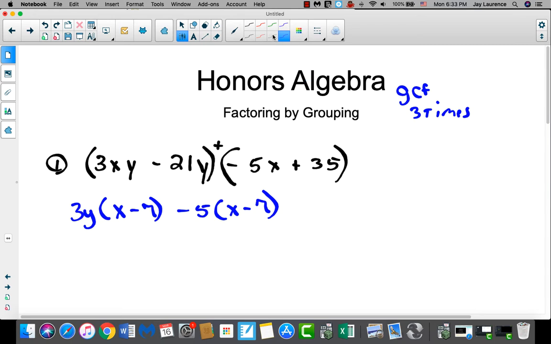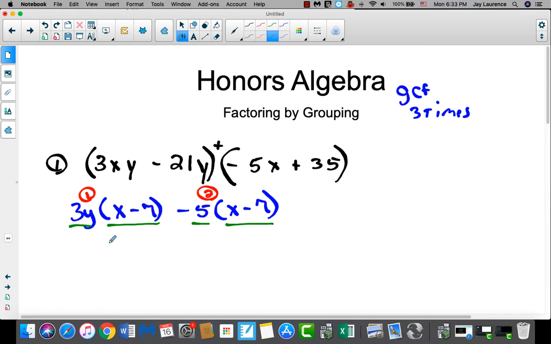Now, that's 2 GCF things right there. I pulled out a 3y from the first group, and then I pulled out a negative 5 from the second group. Now, if you look here, I've got 2 factors, 3y and x minus 7, as a quantity. And then here I have a 5 and an x minus 7. Did you hear me repeat myself? Yeah, I said the same factor twice. I said the quantity of x minus 7. That makes it a GCF.